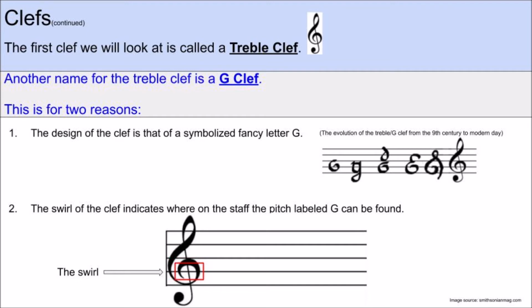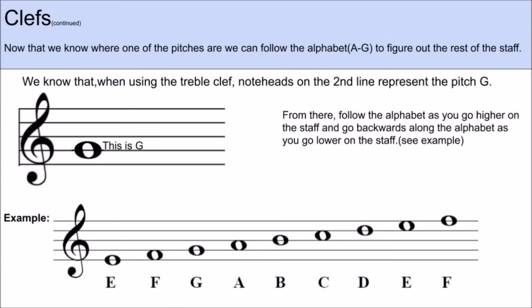In the red box here, I have indicated the swirl that we were talking about. That second line on the staff is the pitch G. Now that you know where one of the pitches is, you can use the alphabet to construct the rest of the pitches on the staff. As you go up the staff, you follow the alphabet in its normal order. As you go lower on the staff, you follow the alphabet backwards.